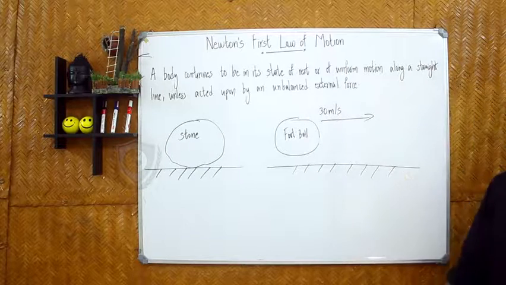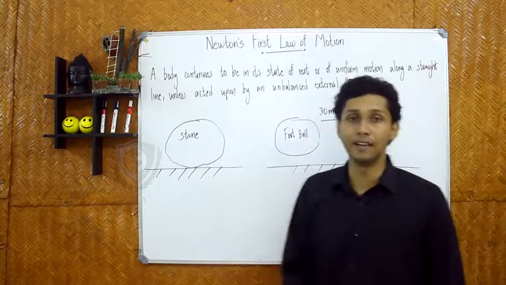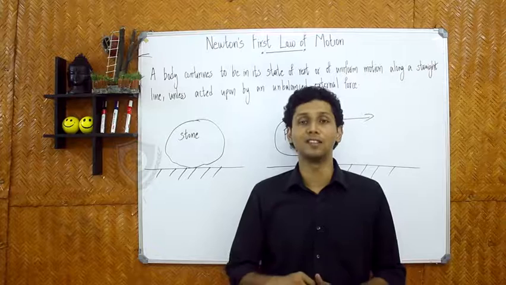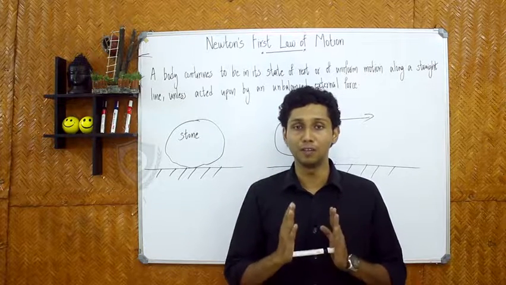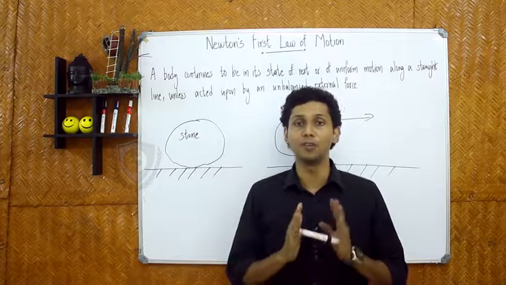So that is the real case, but just imagine an ideal case where there are no other external forces coming into effect. That means the football is moving with a velocity of 30 meters per second and no other external forces are coming.